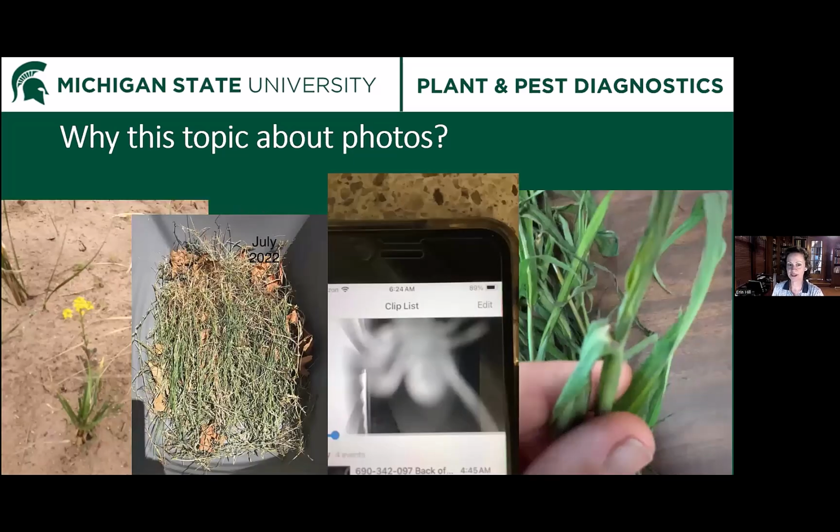So here are some examples of some of the types of photos that, when we do get them, are a bit frustrating. You can see that sometimes they're blurry. We have a bunch of plant material that's dried all stacked up on top of itself. We have a photo of a phone with a blurry picture of a spider on it. All we can tell you, all Sarah can tell you, is that that is a spider. She can't tell you anything else. And then we also have a blurry picture of a grass here that was sent for ID.